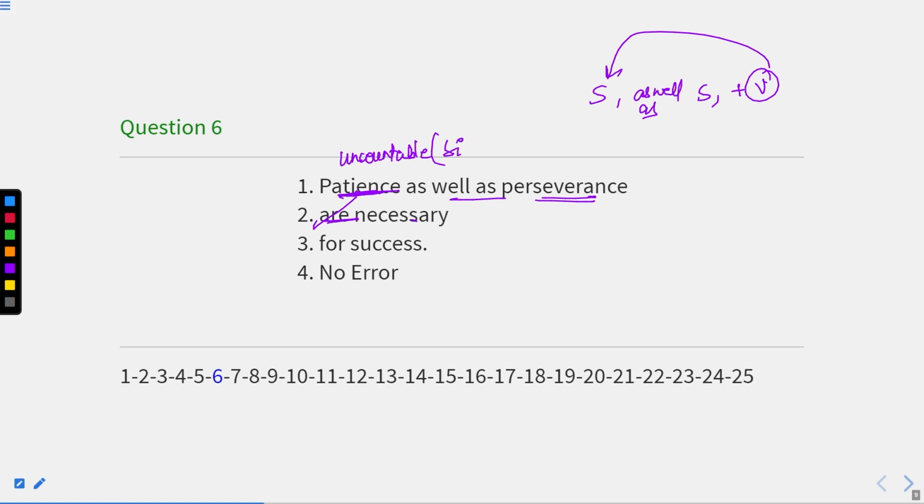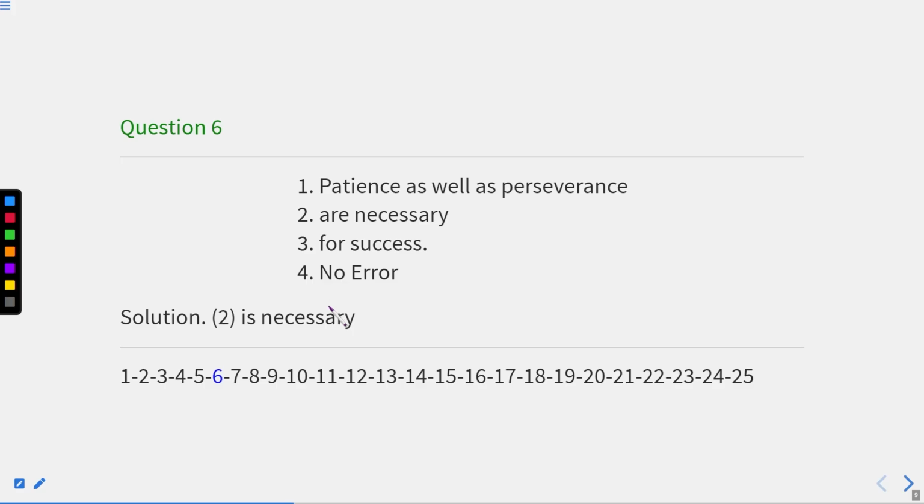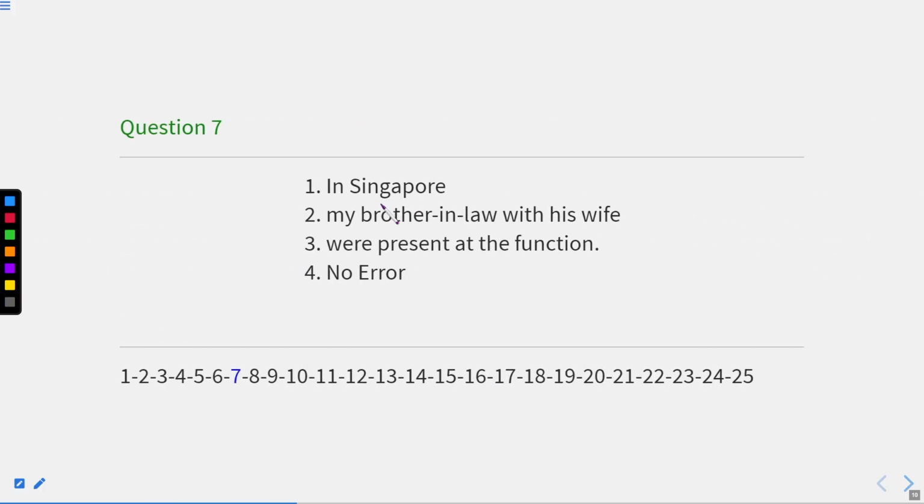Okay, so this is singular, and if the subject is singular, the verb should be singular, so this are should be replaced with is necessary. So patience as well as perseverance is necessary for success. Okay, so second will be the correct answer. Now let us move to the next one. In Singapore, my brother-in-law with his wife were present at the function.